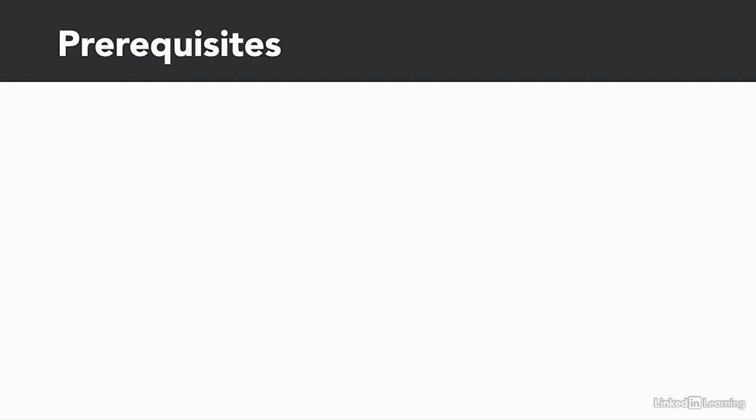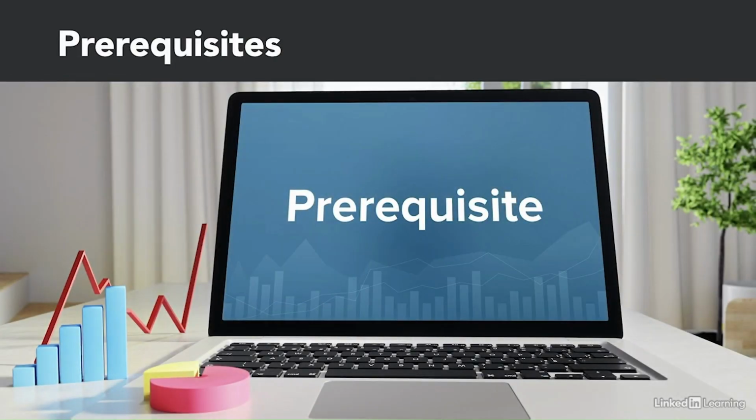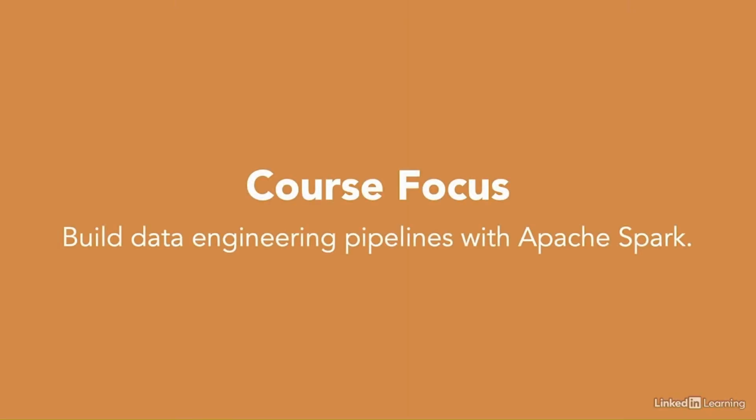Before we begin the course, I want to discuss the prerequisite skills needed for the students to maximize learning from this course. The focus of this course is to help students build data engineering pipelines with Apache Spark. It will discuss some key design principles and best practices in building pipelines and demonstrate them with examples. The students are expected to be familiar with the basics of Apache Spark and are able to set up, code, and deploy applications with Spark.